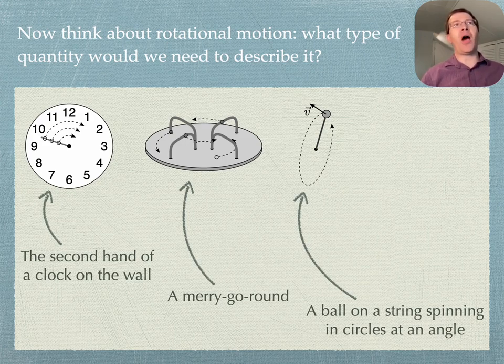Clearly, we care about how fast they're rotating. Faster or slower matters, so the magnitude of the quantity matters. But there's also something here about their orientation in space. Something that is rotating on the wall is different than something that's rotating on the ground. Those are different somehow. So the traditional description of these things uses vectors.